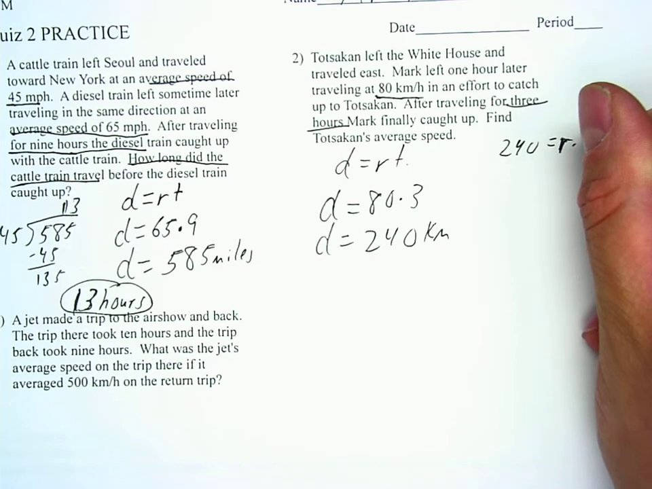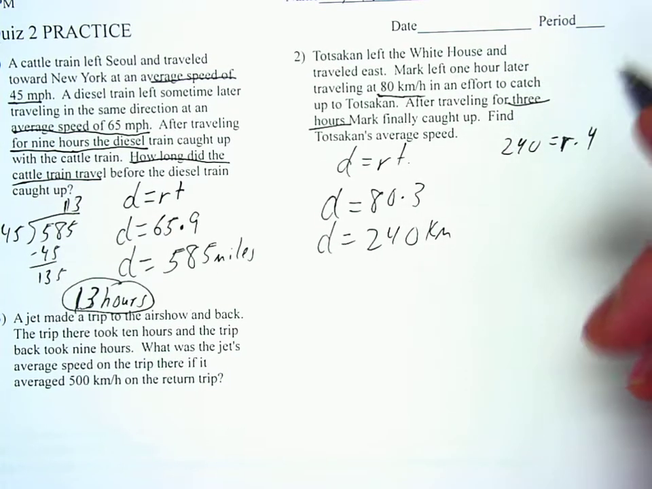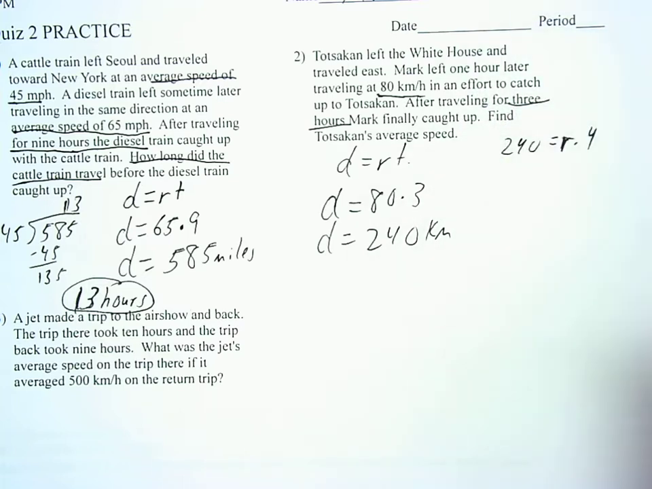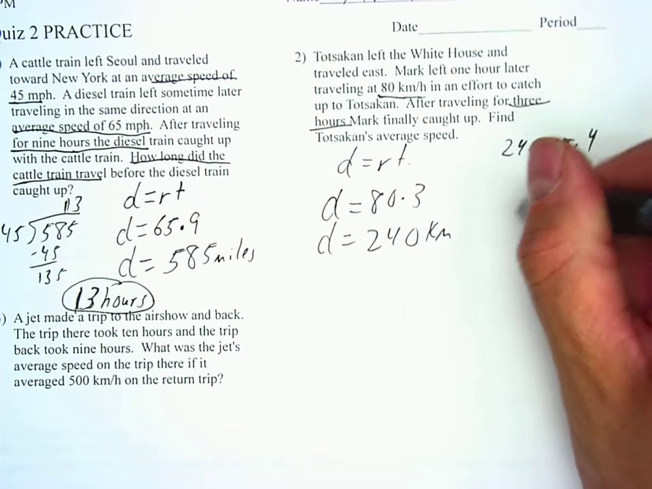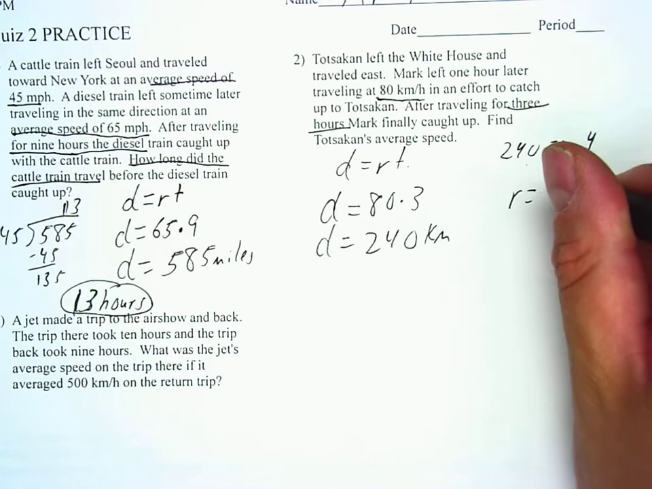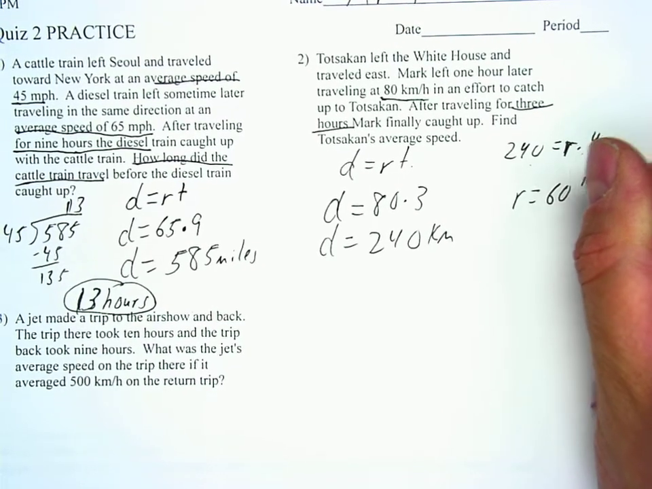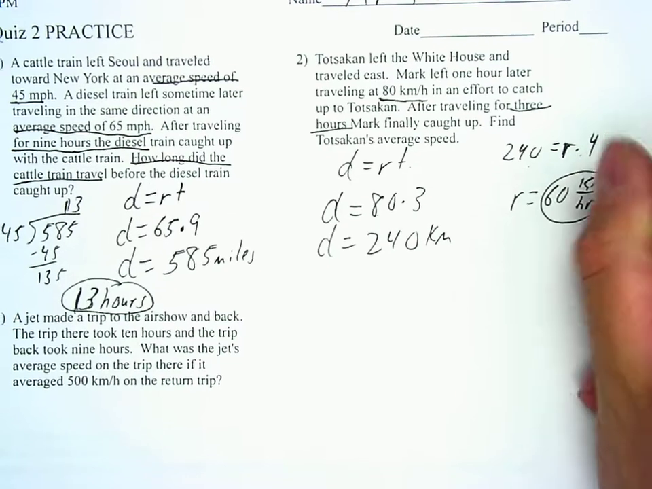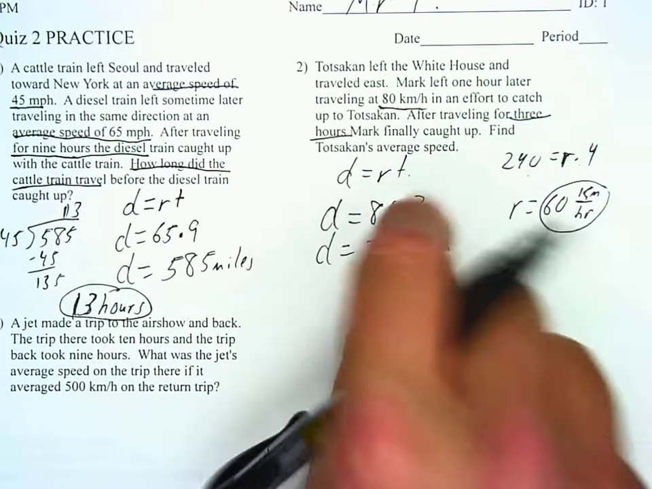So distance equals rate times time. We use 4 because Mark left an hour later. He didn't leave at the same time as Totskin, because if they'd left at the same time, they'd be starting at the same spot, so it wouldn't be a valid question. Anyways, dividing 240 by 4, our rate is 60. The units are important. It's kilometers per hour. Make sure you pay attention to the units here. This is kilometers per hour rather than miles per hour, because it was kilometers that he traveled.